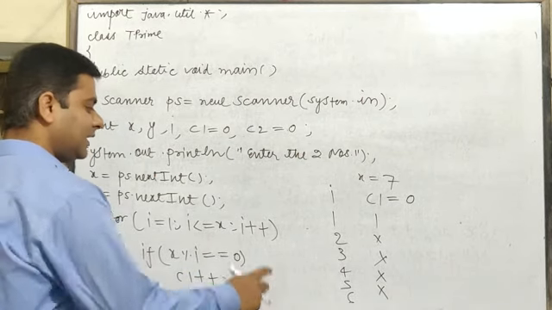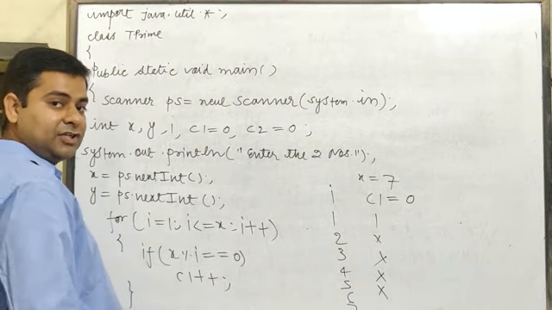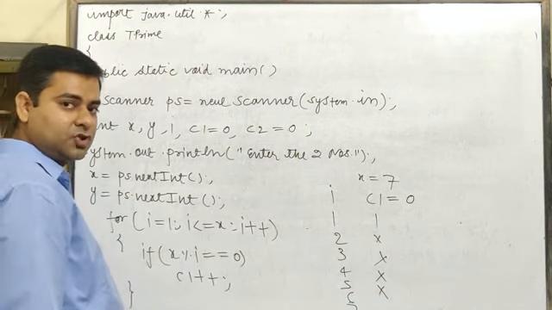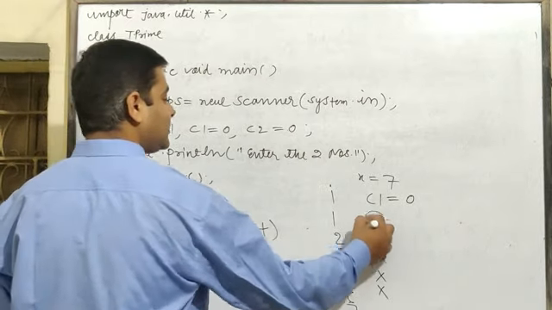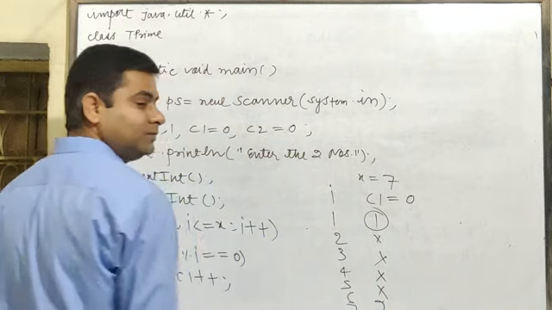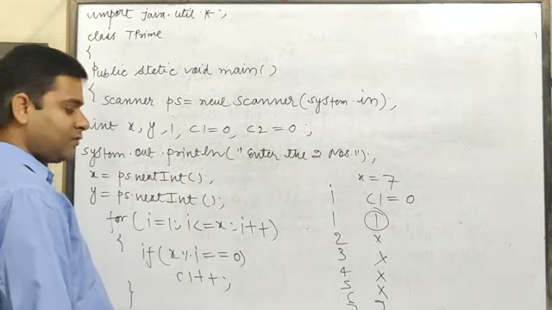Condition false. I plus plus, what? 7. 7 less than equals to 7. Condition is true. 7 minus 7 equals 0. Condition true. So C plus plus. So C plus plus means it will increase the value of C1. Last time the value of C1 was 1. Now plus plus, it will become what? 2.